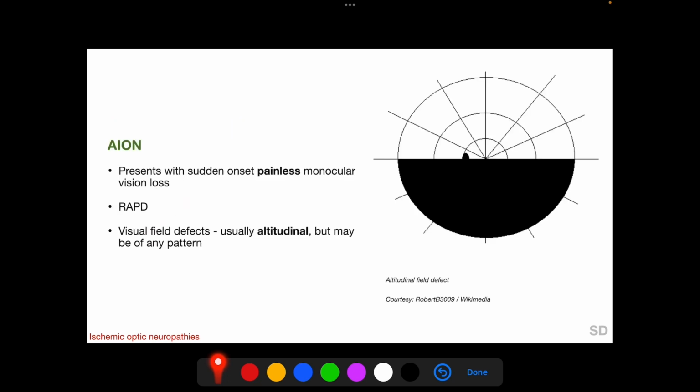So AION presents with sudden onset painless monocular vision loss. So the loss in vision is unilateral without pain and occurs suddenly. There is an RAPD in the involved eye, and visual field defects is usually altitudinal but may be of any pattern. So this is an altitudinal field defect involving the inferior hemifield.